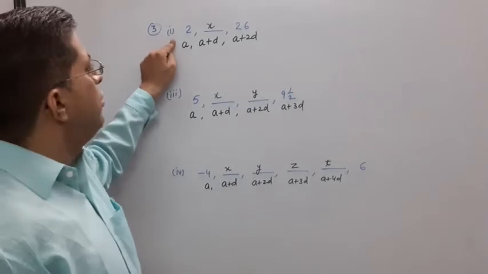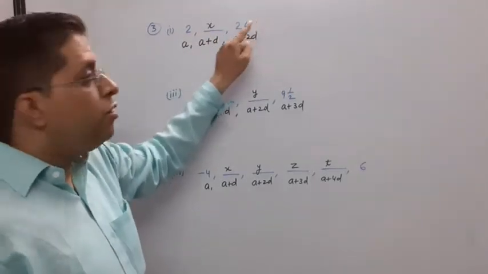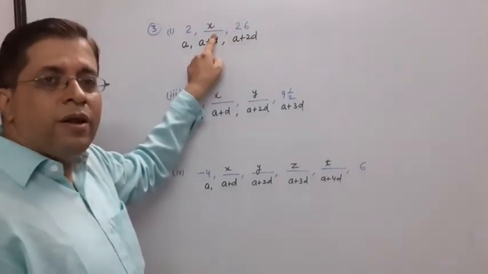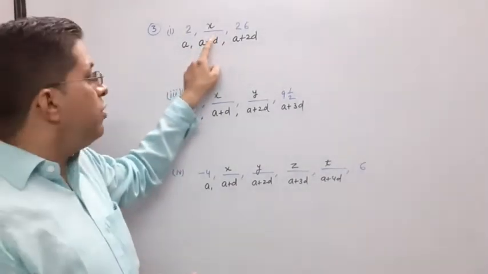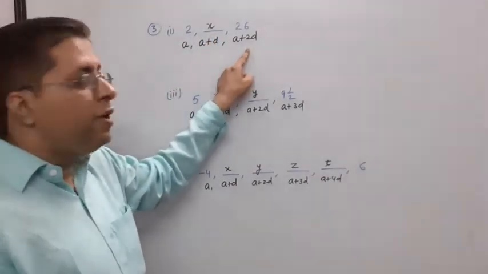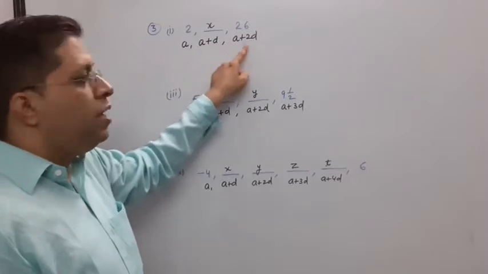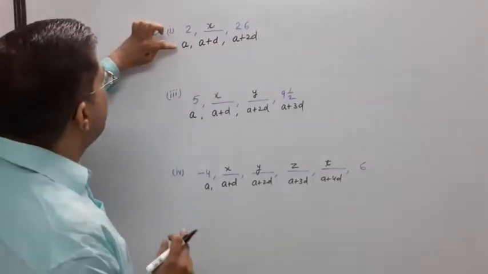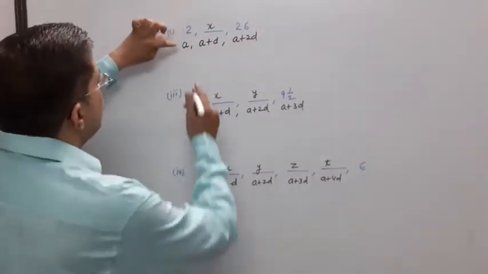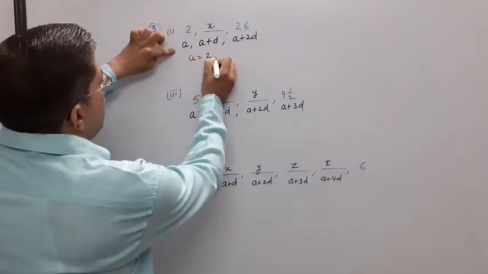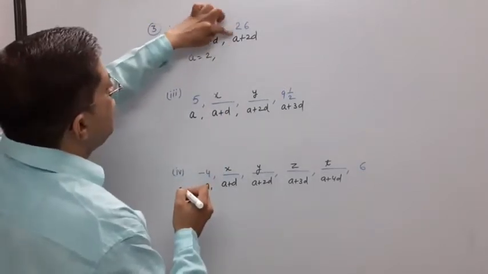The question is given to you. These numbers are in AP. You have to find this missing number. Let that number be x. And what we know, the general term of an AP: A, A plus D, A plus 2D. Then what is given here? A is equal to 2. Clearly A is equal to 2. And A plus 2D is equal to 26.